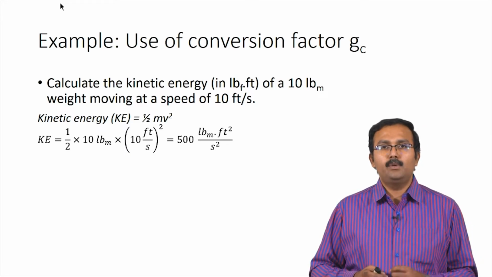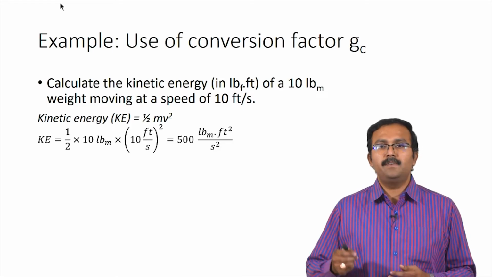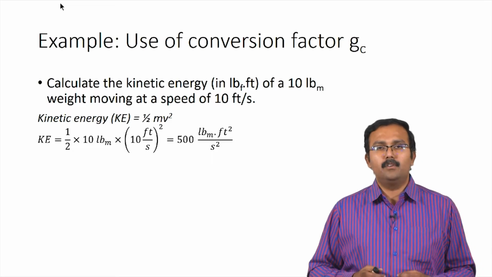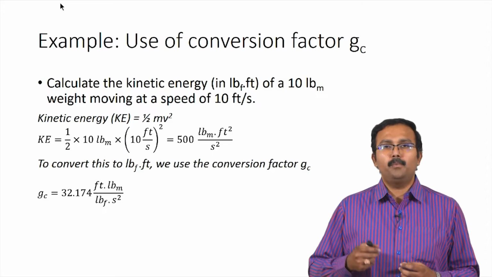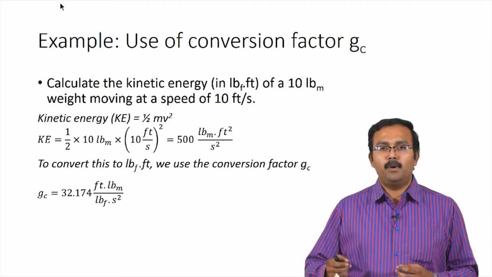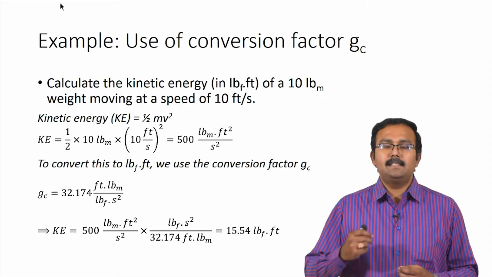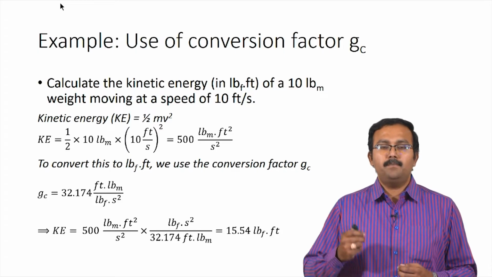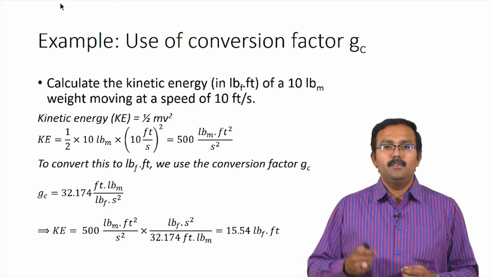But the problem asks you to calculate kinetic energy in terms of pound force feet, which means the pound mass feet squared per second squared term in this value needs to be converted to pound force. For this, we would use the conversion factor gc. So, gc is 32.174 feet times pound mass divided by pound force second squared. So, we apply this gc to the equation and get 500 pound mass feet squared per second squared times pound force second squared divided by 32.174 feet pound mass.